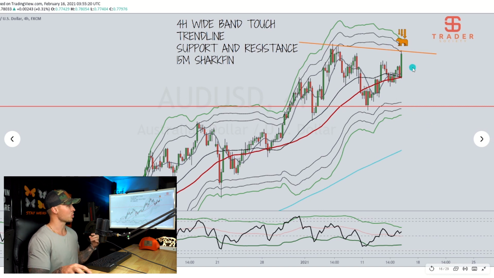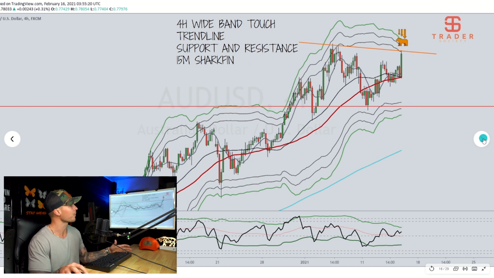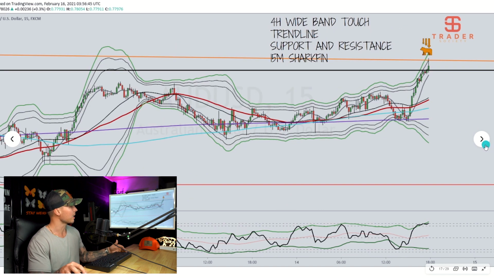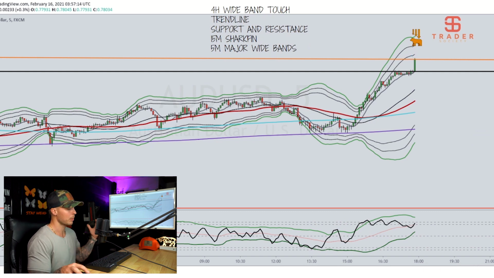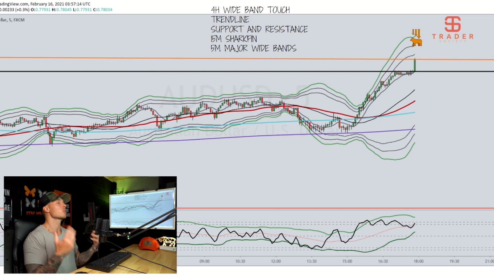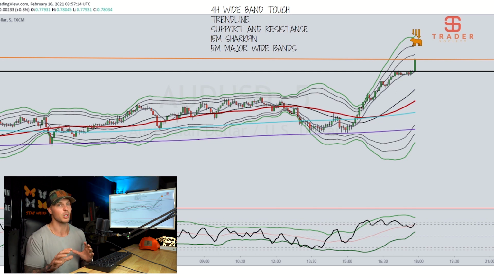So what we know about this trade already is that we have 4 hour wide Bollinger Bands. We have the trend line right here. We have support and resistance. And we have that 15-minute shark fin. And now, here it is right there. Now, the 5-minute Bollinger Bands are super wide. And that's another reason why I would be in this trade, just another small added confluence that gives me a reason to want to be in this trade. And that's so important.